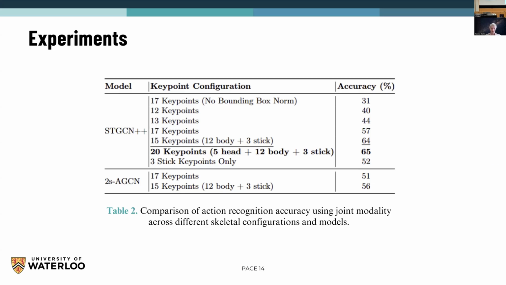So these results highlight the importance of incorporating both object priors, such as stick endpoints, and fine-grained cues from the head to effectively capture hockey-specific actions. Notably, we also did an experiment where we used only the 3 stick key points, and it yields a solid 52% accuracy, underscoring the critical role of stick dynamics in understanding player behavior.